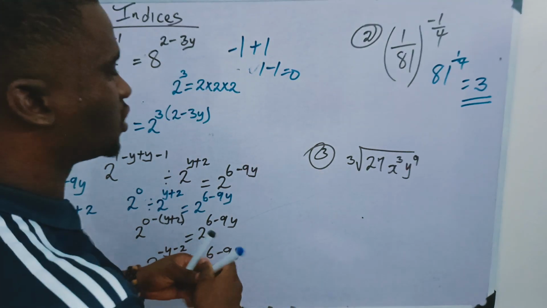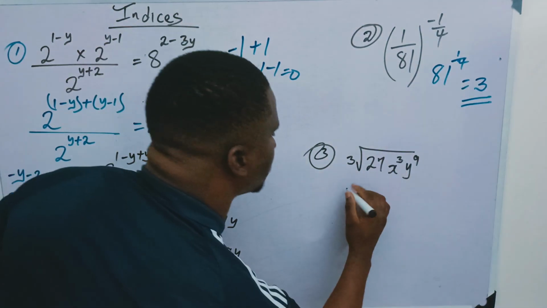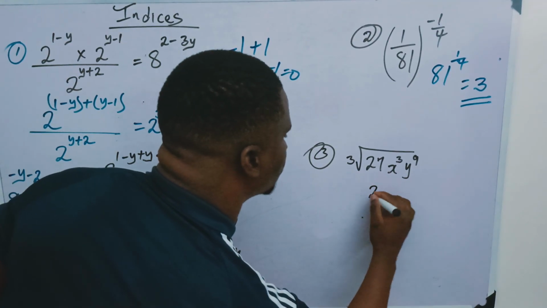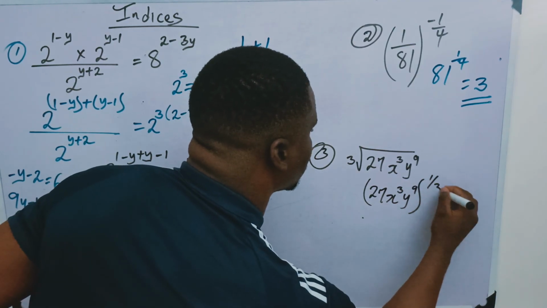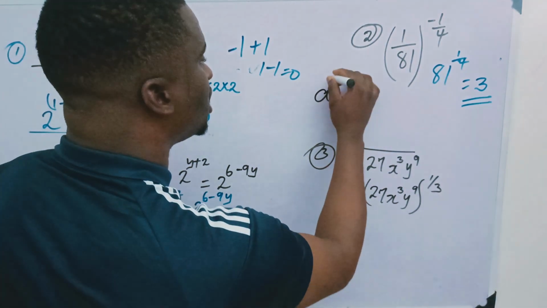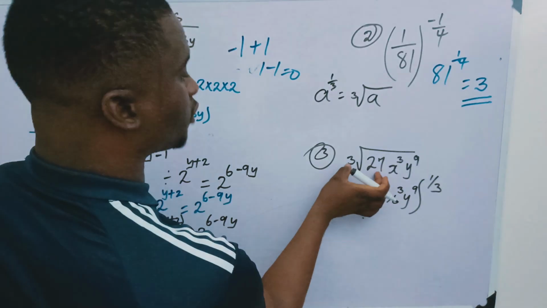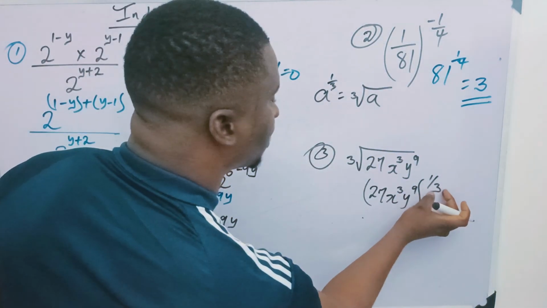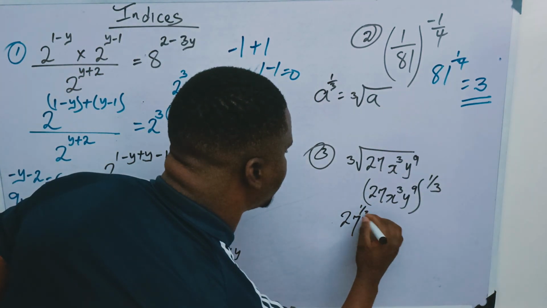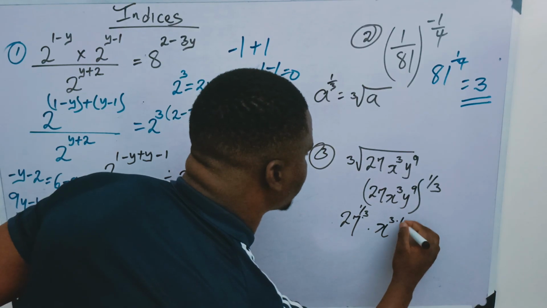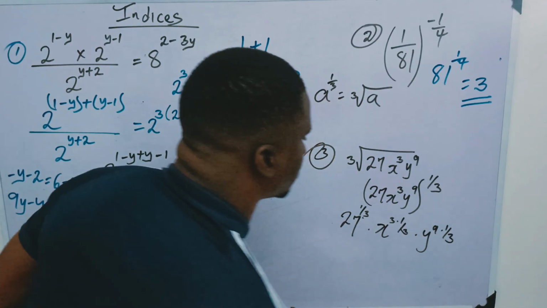And this question says to find the third root of 27x cubed y9. So just break them down. All of this is same as writing 27x cubed y9 all raised to the power of 1 over 3. Yes, in the last video, I taught that 1 over 3 would mean the cube root of a. So now that we have the cube root of this, we can express it as this. So apply 1 over 3 to each of the terms, right? So you have 27 to the 1 over 3, multiplying x cubed to the 1 over 3, then multiplying y9 to the 1 over 3, okay?